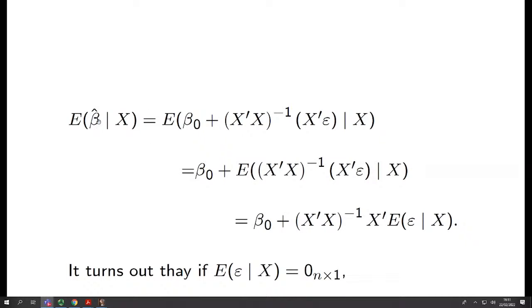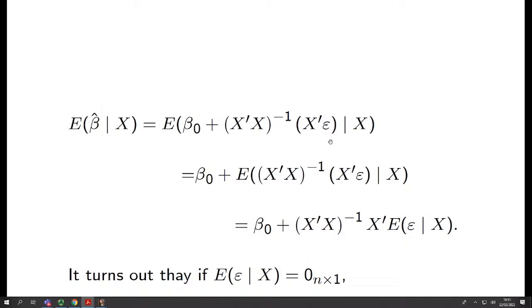But now I replace beta hat with this expression, conditioning on X, and now I move on with the properties of conditional expectation, which is linear, exactly as unconditional expectation. So what I have to compute is the expected value of the true value given X, and you understand that beta 0 is the true value, it is not a random variable, so I have beta 0 here, okay? Second term, I have the expected value of this term here given X. Okay, guys?